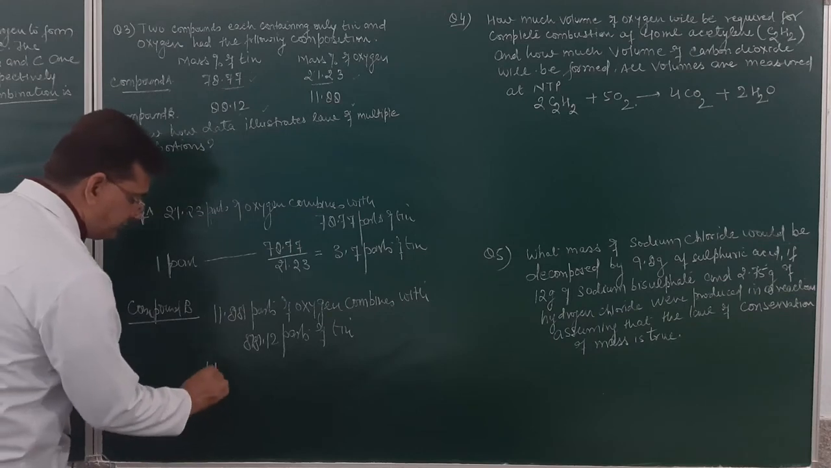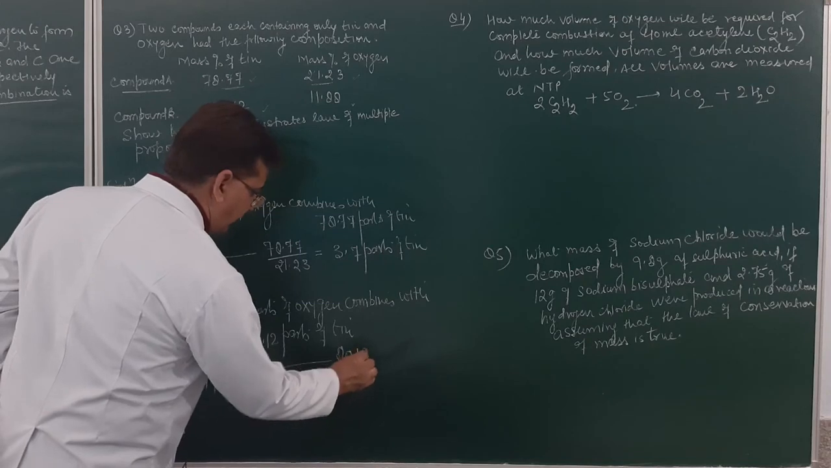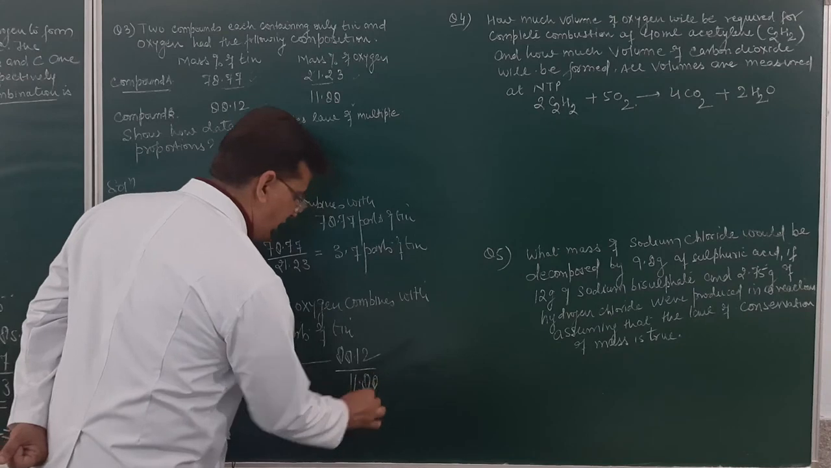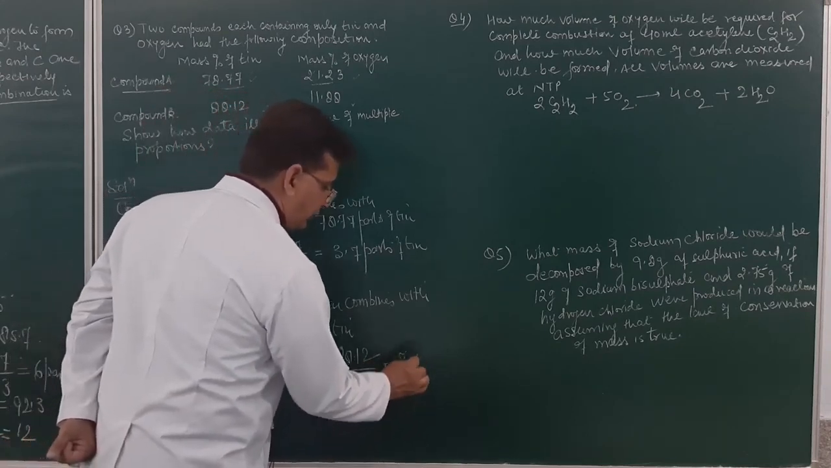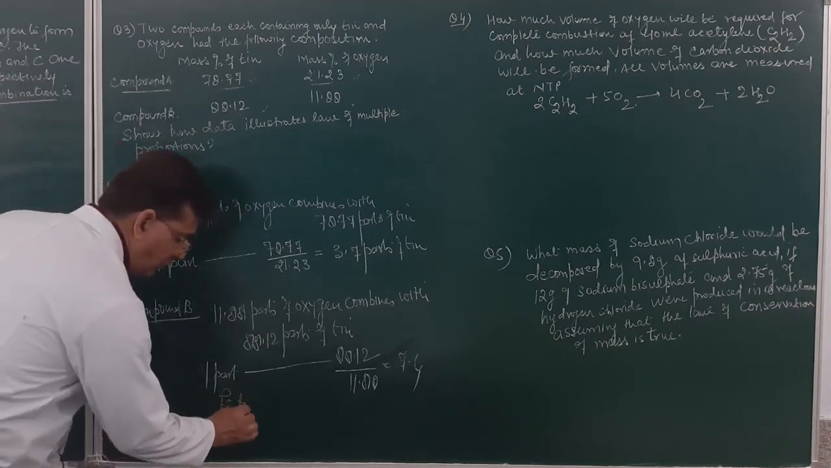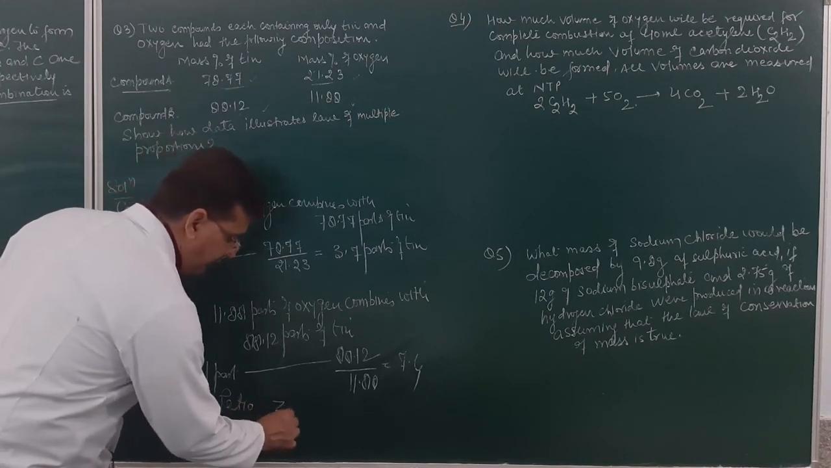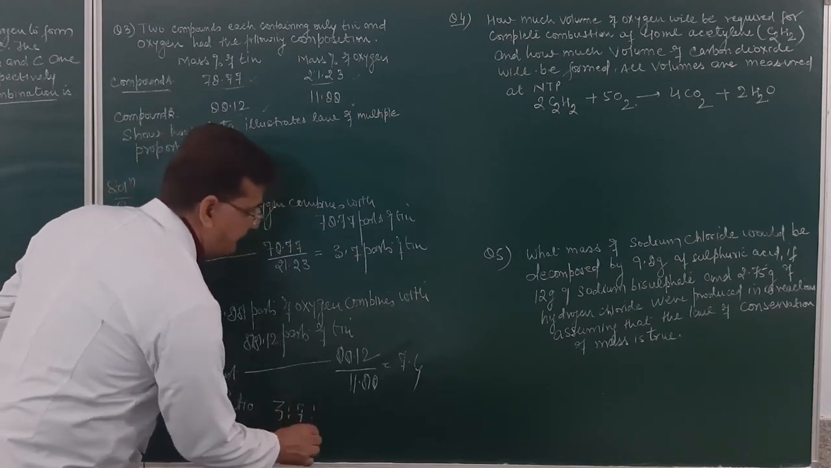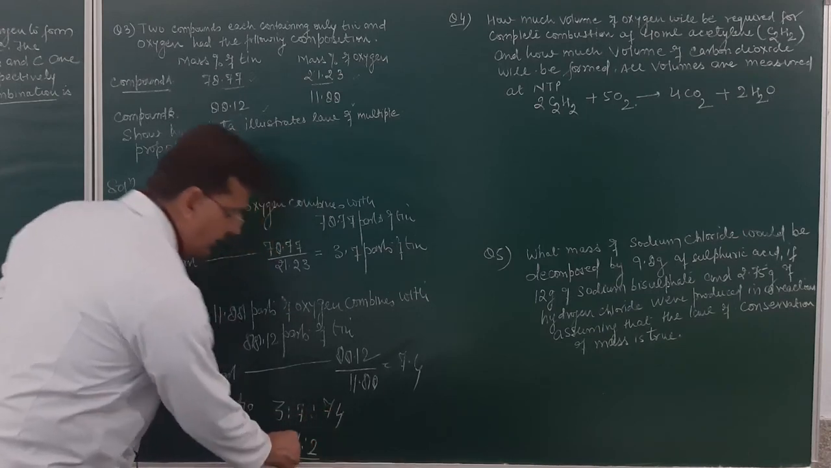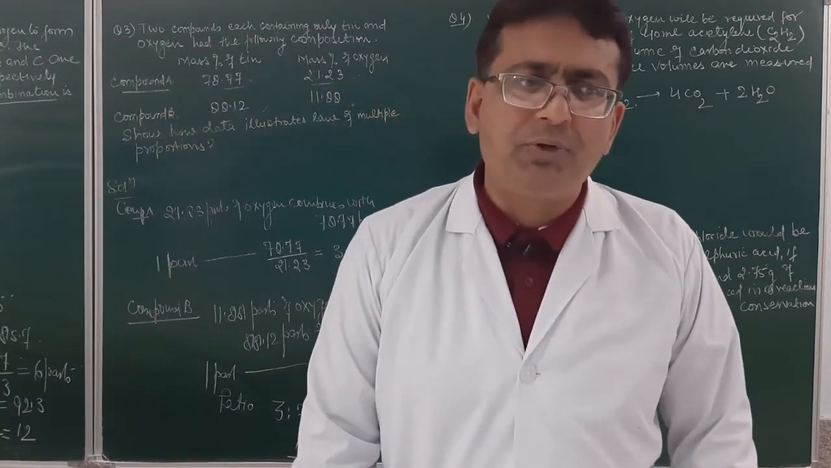If you take one part, it will be 88.12 divided by 11.88, and that will come to be equal to 7.4. So if you find out the ratio, it will be 3.7 and the ratio 7.4, and this will be 1:2. Is it a multiple ratio? Yes. So is the law of multiple proportion proved?